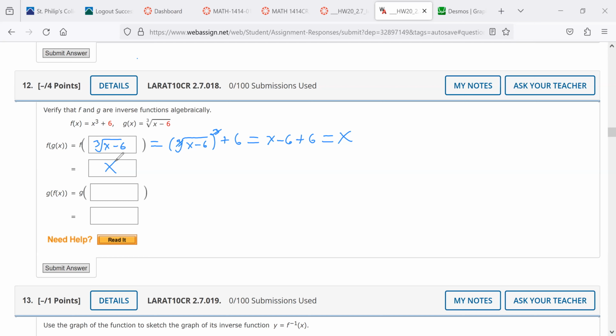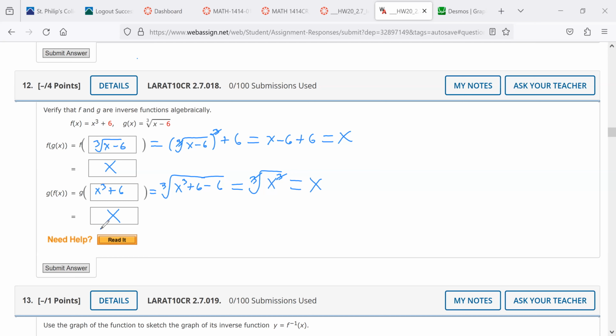Now do it the other way. This means g of x cubed plus 6. So that would be the cube root of x cubed plus 6 minus 6. It would become the cube root of x cubed to cancel again. Since they result in x both directions, we've proved that they are inverses of each other.